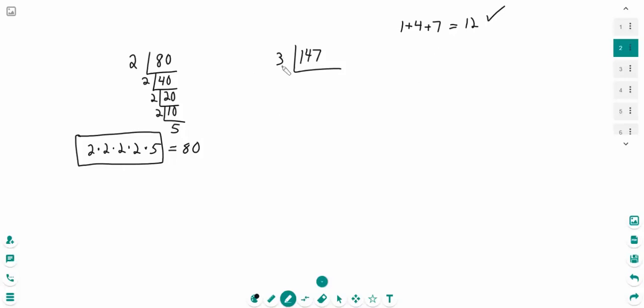And to figure out how much, we can probably work this out in our head. 3 can go into 14 4 times with a remainder of 2. Bring that 2 down with the 7, that's 27. 3 can go into 27 9 times. So we end up with 49, right?